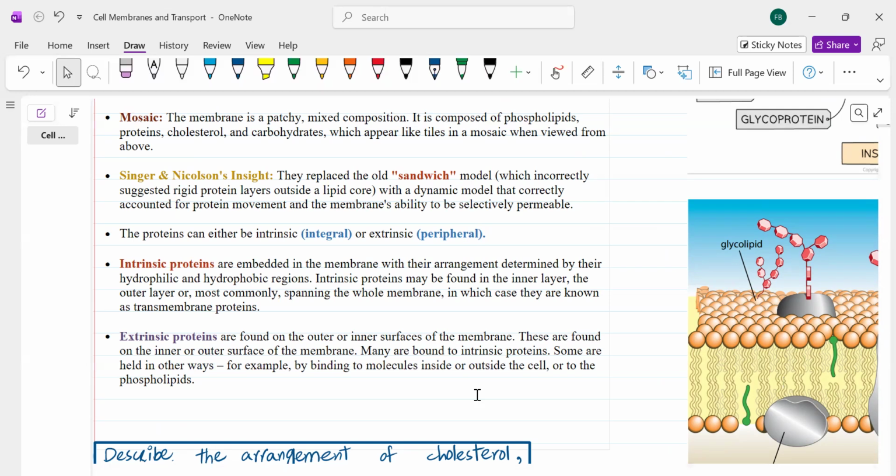And why was it rejected? Because proteins are not present throughout the membrane. They are present at different positions, and they can move and are not rigid. According to the sandwich model, the proteins form a rigid protein layer. That is not the case.